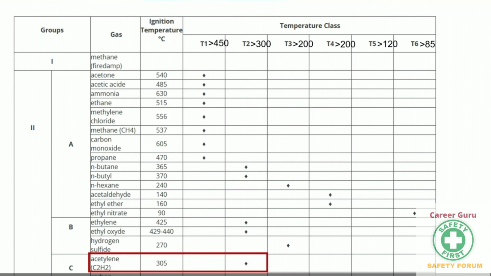Okay, so see what happens. Sometimes it will be marked on the equipments or in the area, like temperature class is more than 450. So temperature class more than 450 means what? You can check from the site. There are possibilities of different gases like acetone, acetic acid, ammonia, ethane.